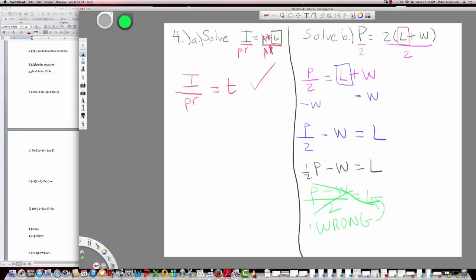Because this literally means P over 2 minus W over 2, right? So you have fractions that have the same denominator. If this guy and this guy match up, you can put it all under the same thing. But in this case, you only have P that's over 2. So be careful with that. Again, this is wrong. Okay, don't do that.